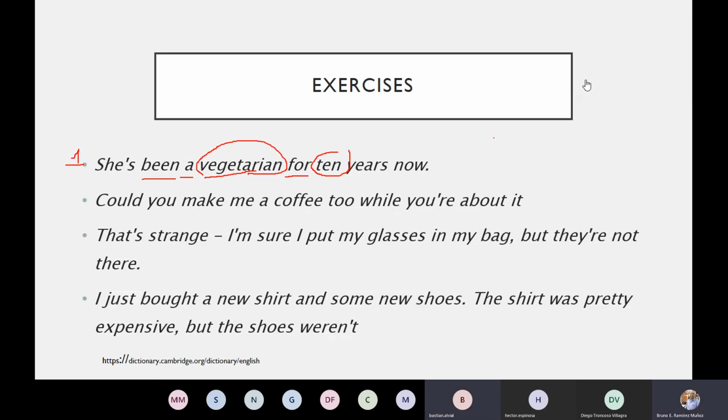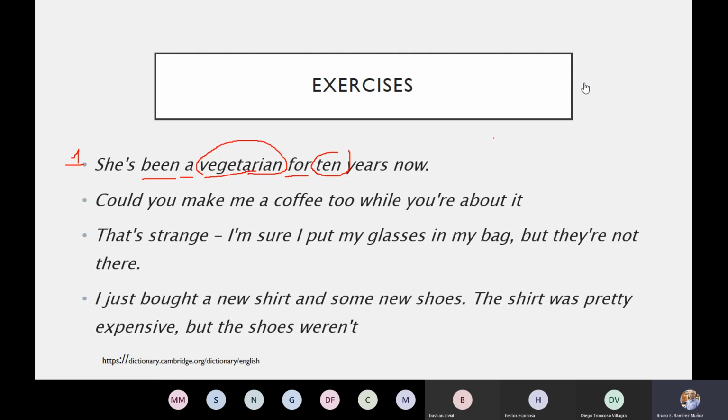Right. It was a very good analysis. Could you make me a coffee too while you're about it? Let's take a look at the first part of the sentence. Could you make me a coffee too? It's not "could," right? It's "could" with the schwa. And then it's not "you," it's "yeah," right?